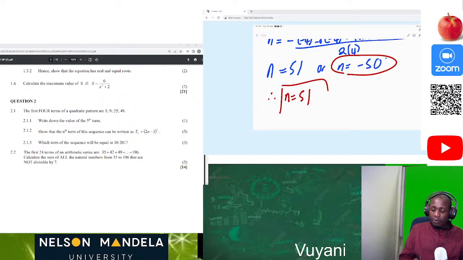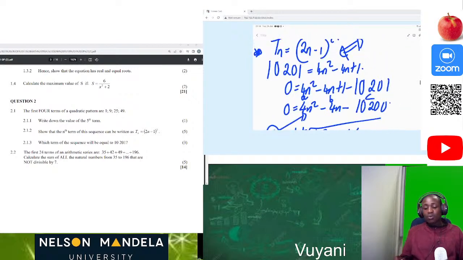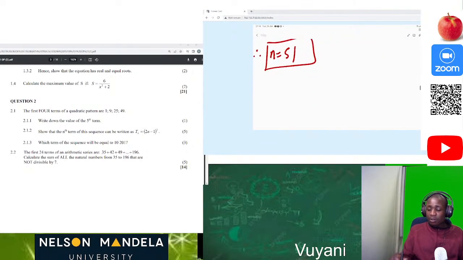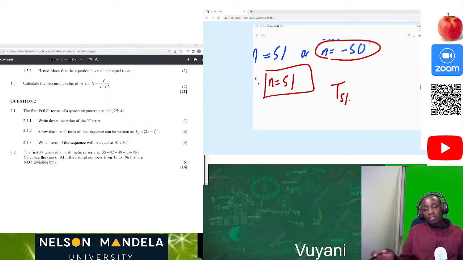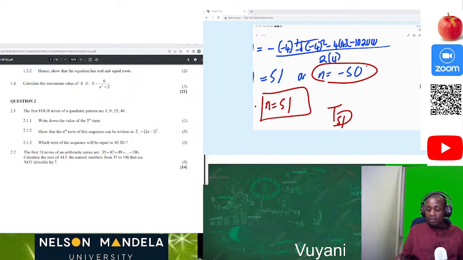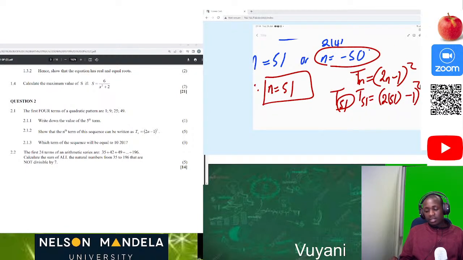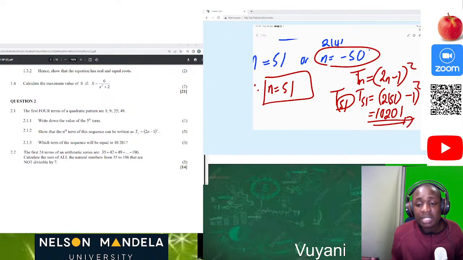So the term in the sequence that will give us 10,201 is T51. If you want to prove this, you can say Tn is equal to (2n minus 1) all squared. Then T51 will be equal to 2 times 51 minus 1, then we square everything. Definitely we get the same answer, 10,201. So this is how you solve this kind of problem.